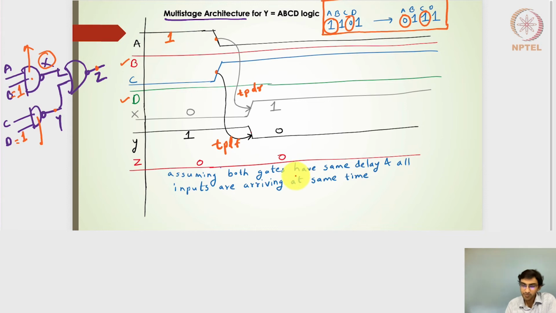Right, so assuming both the gates have the same delay and all the inputs are arriving at the same time, this is what we will get at the Z output. If I consider the X output here, X is doing the transition here, and then Y is doing the transition here, and somewhere else it will do the higher transition again.